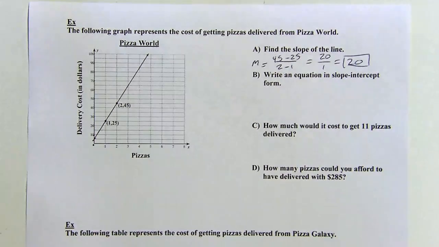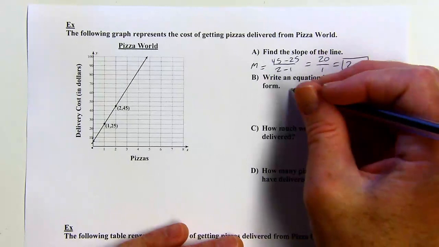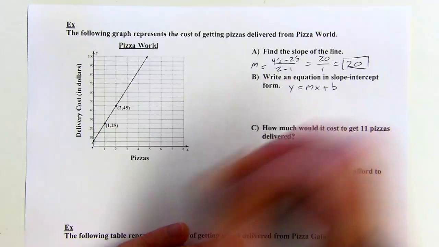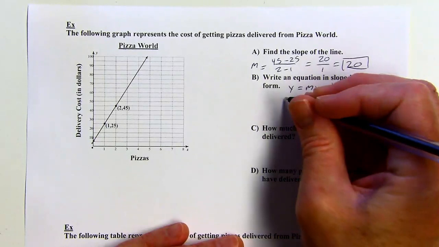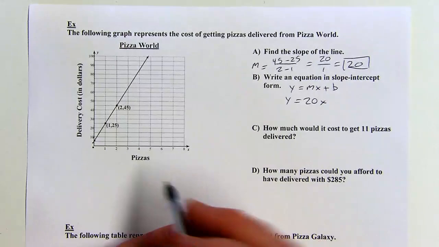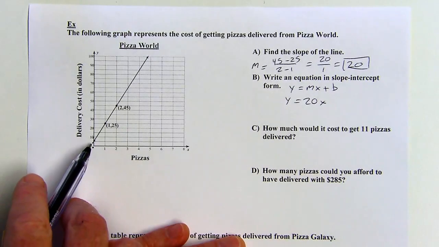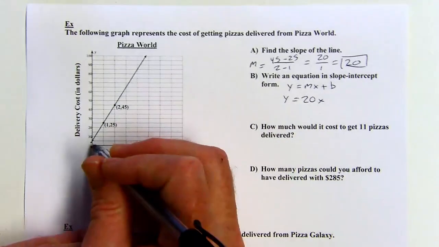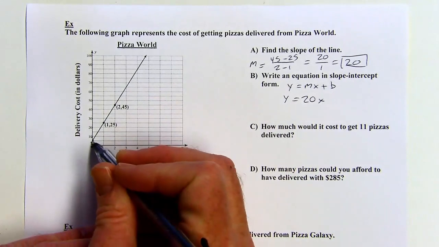Okay, now let's write an equation in slope-intercept form. So that would be y equals mx plus b. All right, so we already know that the slope is 20, and now we need the y-intercept, and you can see just by looking, the y-intercept would be 5. It appears to be 5.